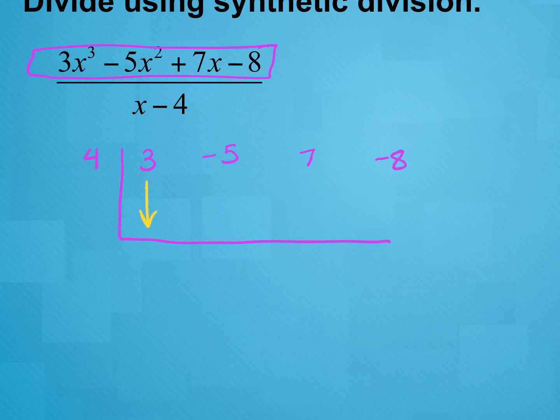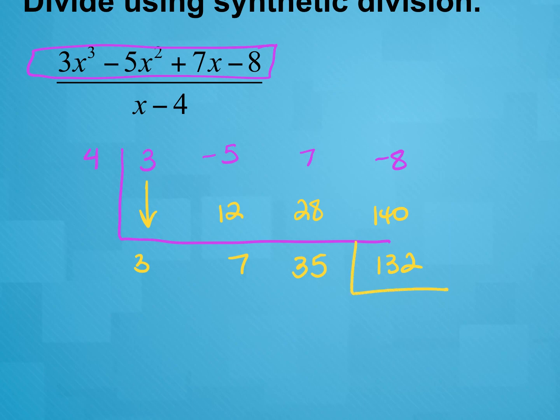Bring down the 3. Multiply it by 4. Put it in the next column. Add it. Multiply it by 4, put it in the next column, add it, multiply it by 4, put it in the next column, add it. Did I do that right? Yeah.